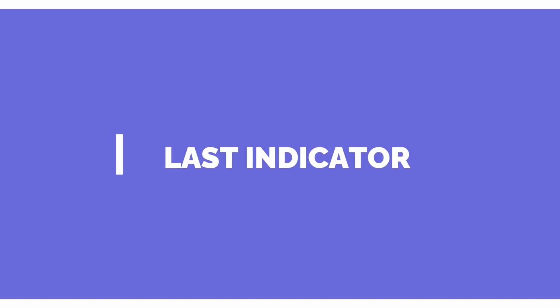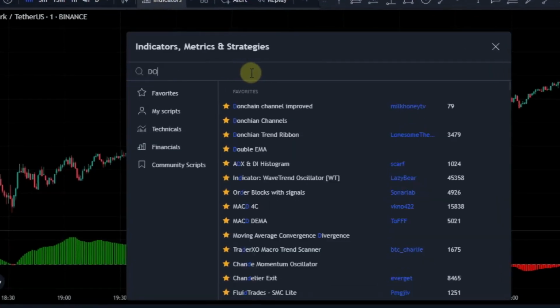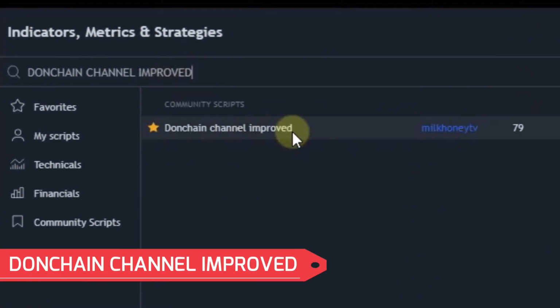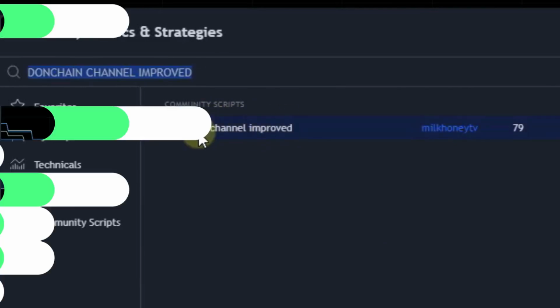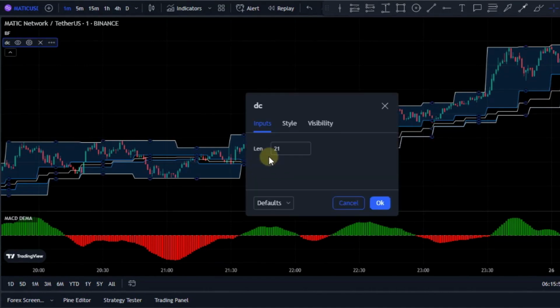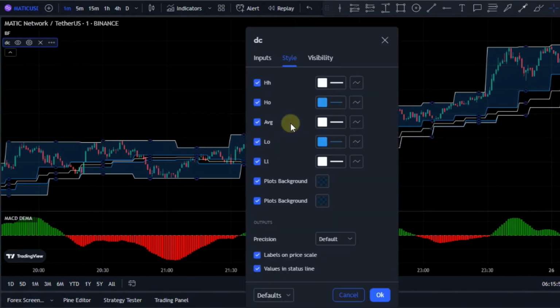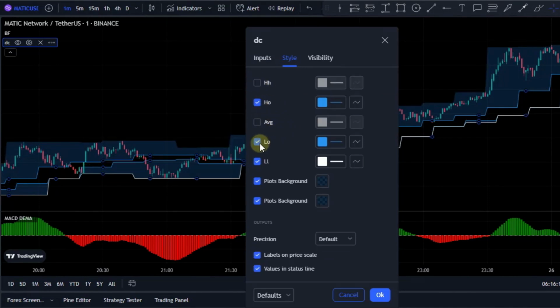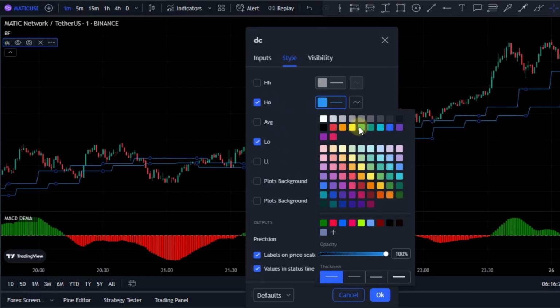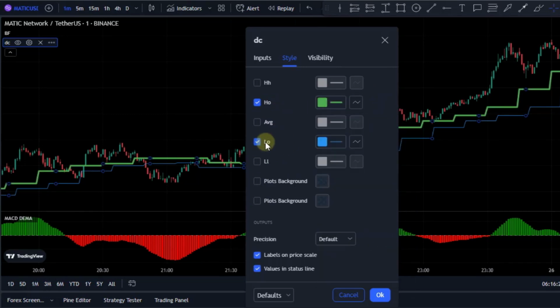Now, in order to turn the strategy into a very accurate strategy so we can get more profits from trading with this strategy, we'll add the last tool to the chart, which is called Donchian channel improved. Now some adjustments are needed, so head over to its settings and in the inputs leave the length value as 21, and then in the style section, except for the HO and LO options, disable the rest. We should change the HO to green and LO to red.